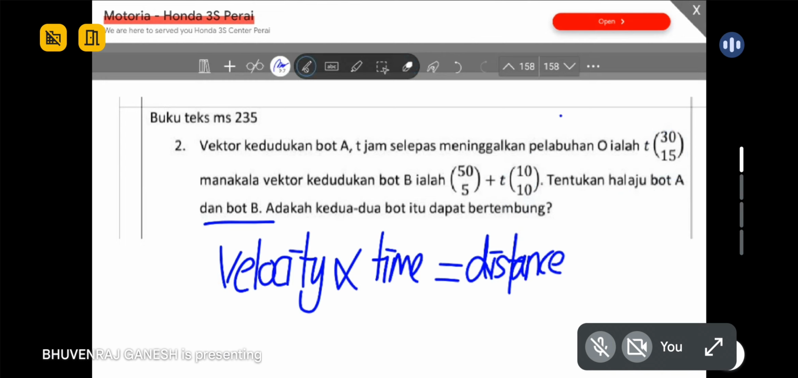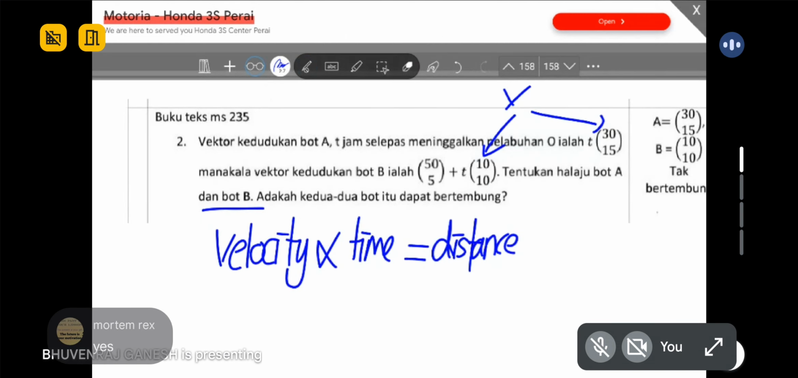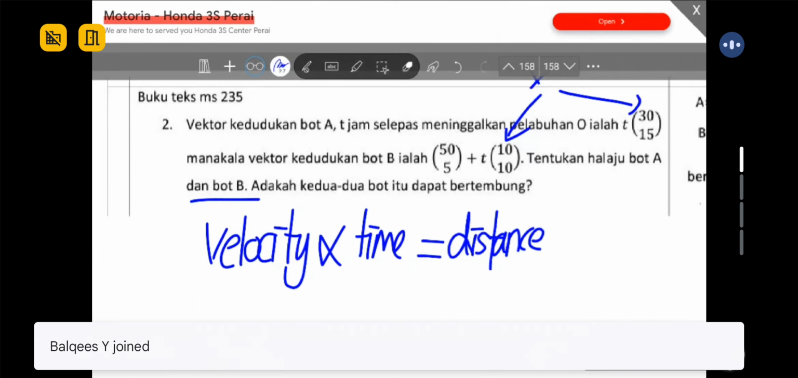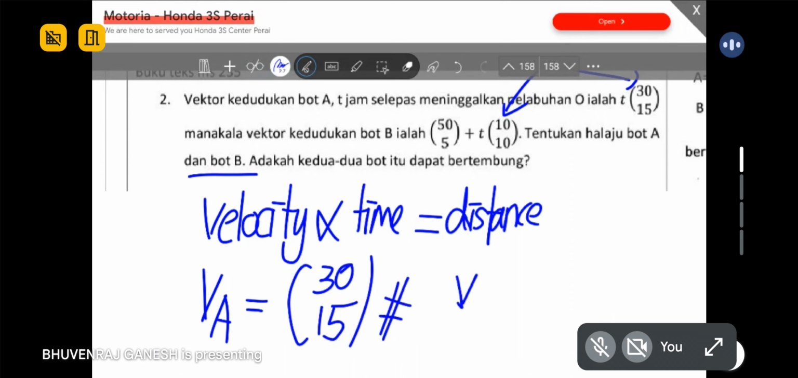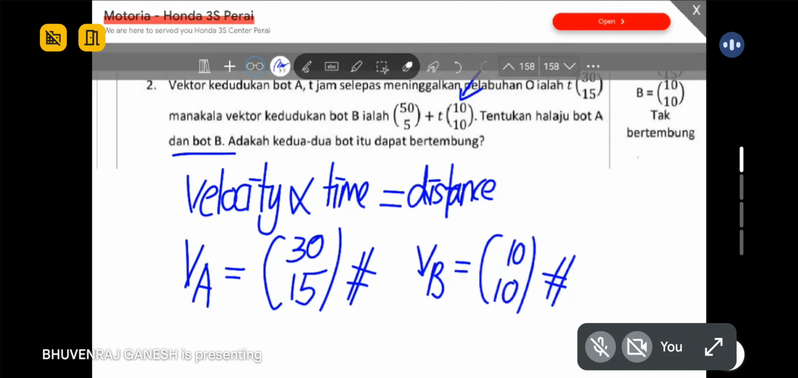Agree, guys? Boleh setuju? Means this one and this one. This is your velocity. Automatic, guys. Anything beside t is your velocity. Remember that for vector. Apa-apa sebelah t itu adalah halaju. So the velocity for boat A is actually going to be 30 and 15, and the velocity for boat B is actually 10 and 10. Agree? So actually no working. Tak ada jalan kira. Directly find the answer only.